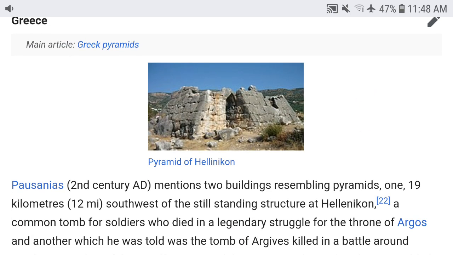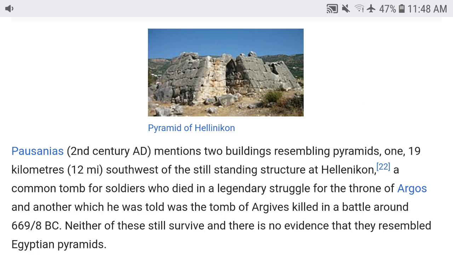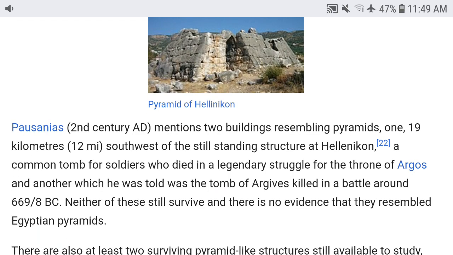Pyramid of Hellinikon. Okay, it mentions two buildings resembling pyramids. One southwest of the landing structure at Hellinikon, a common tomb for soldiers who died in the legendary struggle for the throne of Argos, and another which he was told was the tomb of Argives killed in a battle around that time. Neither of these still survive, and there is no evidence that they resembled Egyptian pyramids. Okay, so basically they created this as a graveyard, a tomb, cemetery, burial ground, whatever you want to call it.